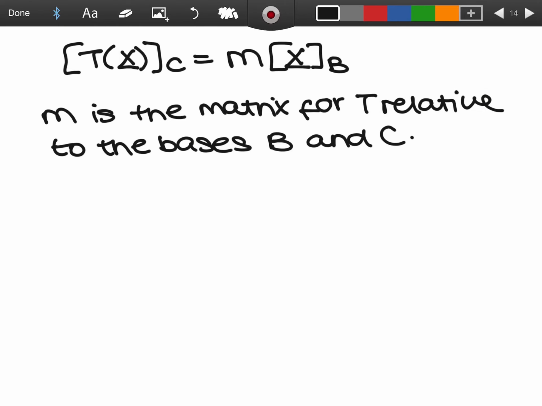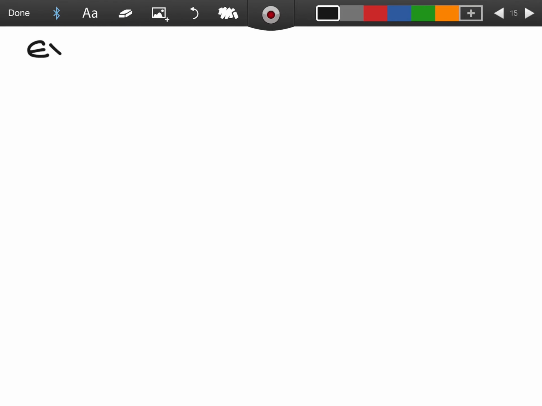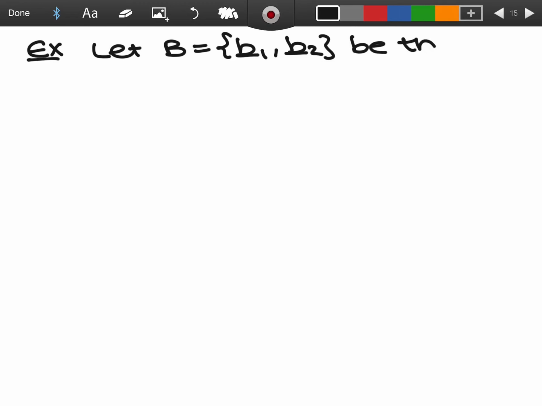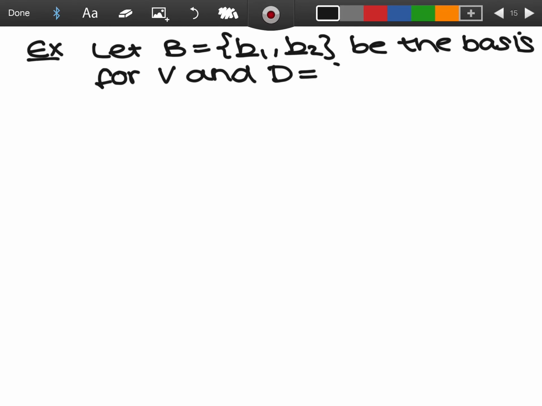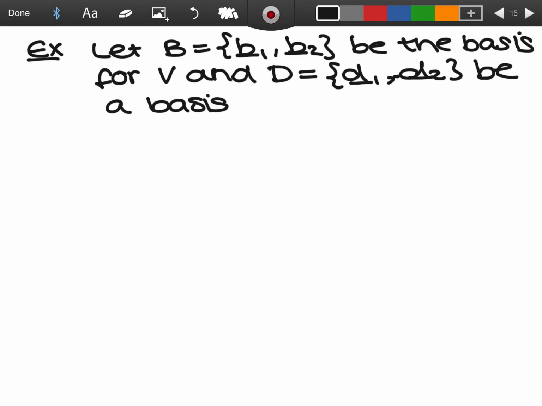Okay, I'm going to do a quick example of this. This is a very simple example and a very small example. So we're going to let a basis B be the basis for a vector space V, and D, again, is going to be a very small basis, D1 and D2, be a basis for W. So we've got two vector spaces, both are two-dimensional.